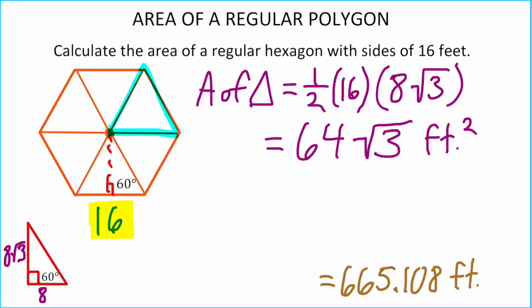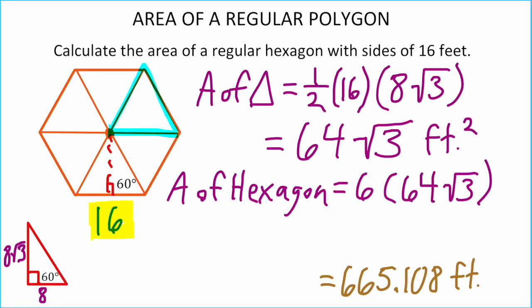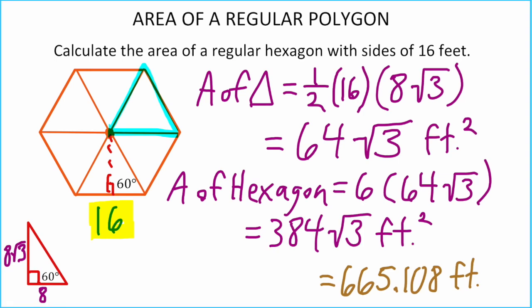area of your triangle. The area of the hexagon would be 6 of those triangles. When you go 6 times 64, you get 384 radical 3 square feet. This is the exact answer for the area of this hexagon. If you put that in your calculator, you will get the decimal answer that we got by using SOHCAHTOA.